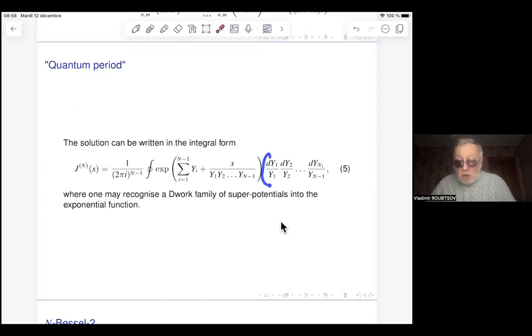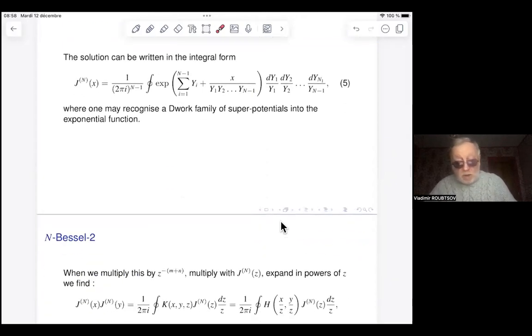So we take a measure of logarithmic type. Our integral is always over a torus, which is a product of n minus 1 circles S1. And the function which we integrate is an exponential of this Laurent polynomial, and this Laurent polynomial is very similar to the so-called Dwork family of Laurent polynomials, or Dwork family of superpotentials in exponential form. A more precise statement I will give you immediately.